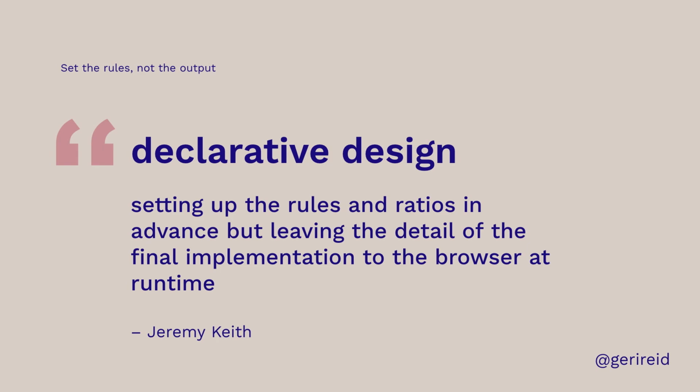Jeremy Keith gives some examples in his blog, like say, instead of specifying a hex value for a button hover state, you specify on hover reduce lightness by 5%. Rather than designing to fixed breakpoints, you spec out the minimum and maximum layout and let the browser make the decisions on what happens in between. Jeremy's post says declarative design systems are about setting boundaries and then ceding control to the individual elements, setting up the rules and ratios in advance, but leaving the detail of the final implementation to the browser at runtime. This sentiment is echoed in talks by Andy Bell, Jen Simmons, and many other clever folks who are advocating for this common sense approach.